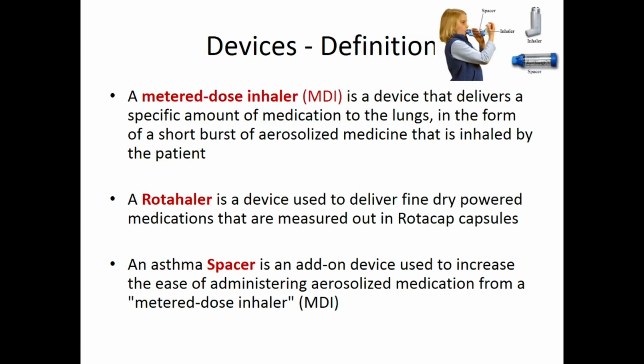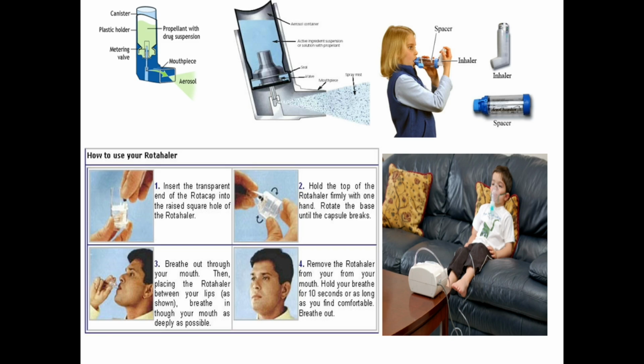I just want to go through again about a metered dose inhaler, which gives a short burst of aerosolized medicine, a rotahaler, which we have seen, and a spacer, which you have not seen. But a rotahaler and a metered dose inhaler you have seen in the practical class. So this is how you give to all your patients. This is how you teach them. Take a deep breath, hold your breath, give a puff. These are all which have been taught in the practical classes.